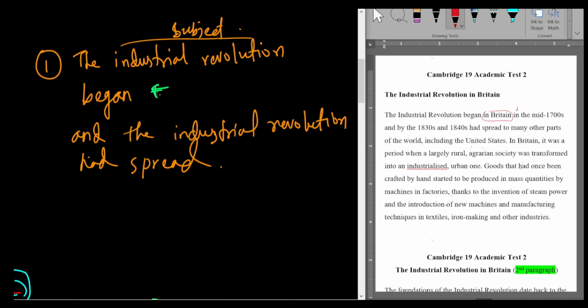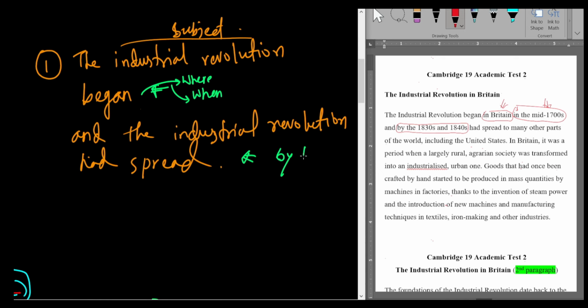The industrial revolution began in Britain. So the industrial revolution started or began in Britain when? In the mid 1700s. So this idea is completed with a place, where, and with a time, when. So the industrial revolution began in Britain and in a time period, the mid 1700s. And by the 1830s and 1840s, this is also a time period that completes our idea of the part after "and", which is this. So the industrial revolution had spread by the 1830s and 1840s.